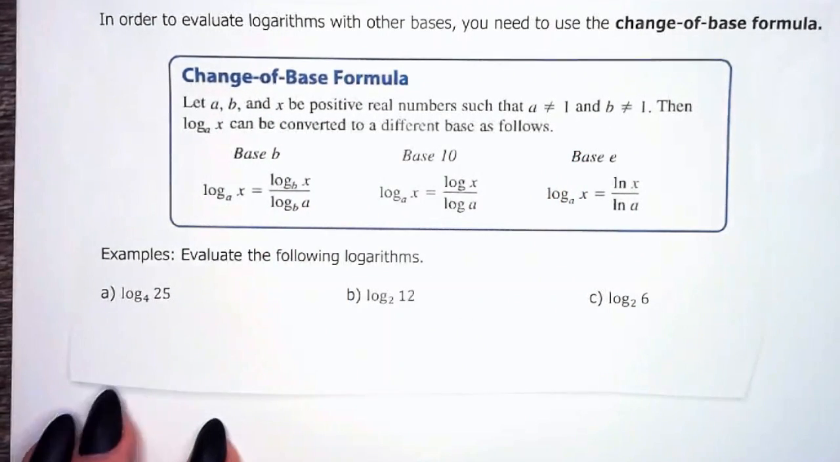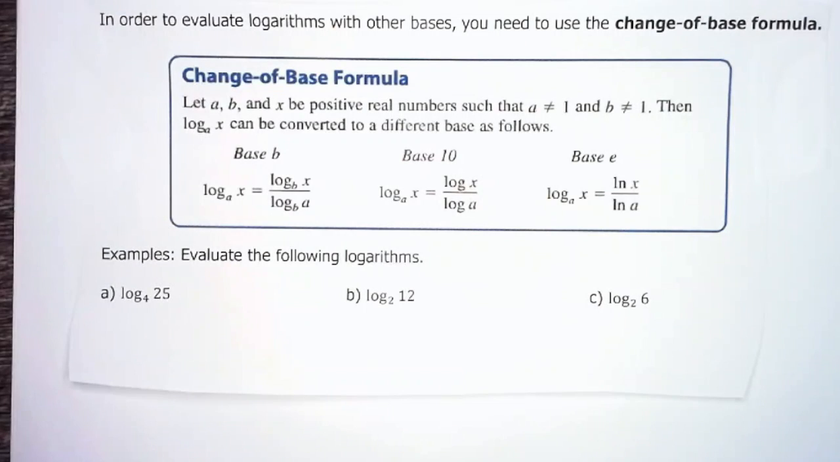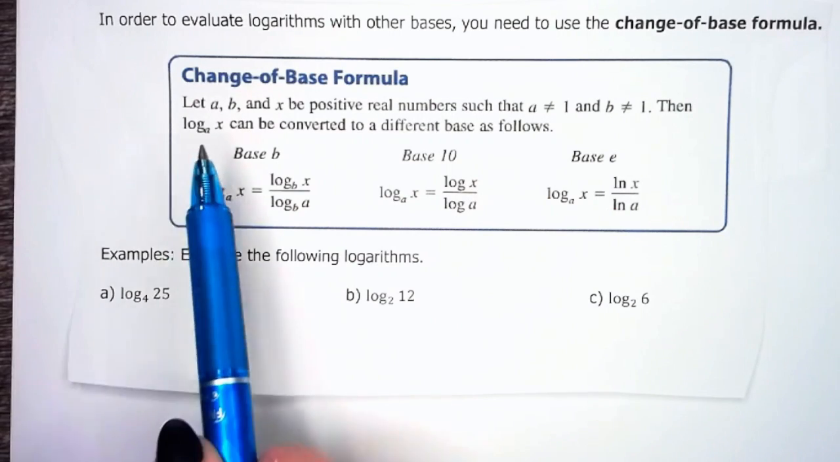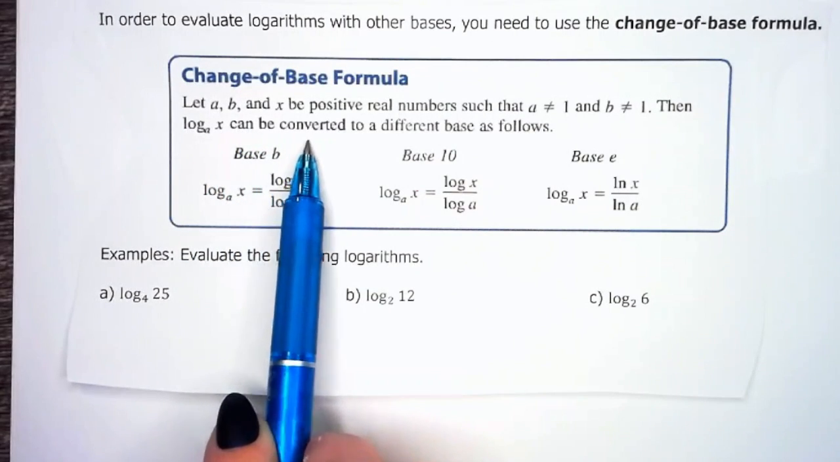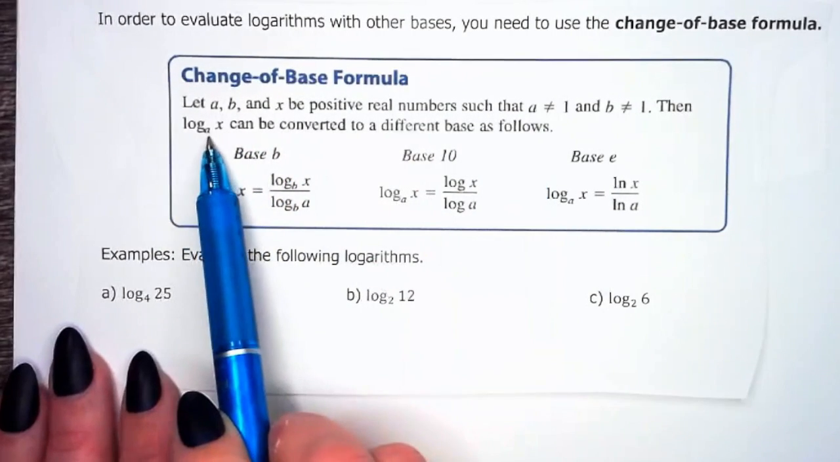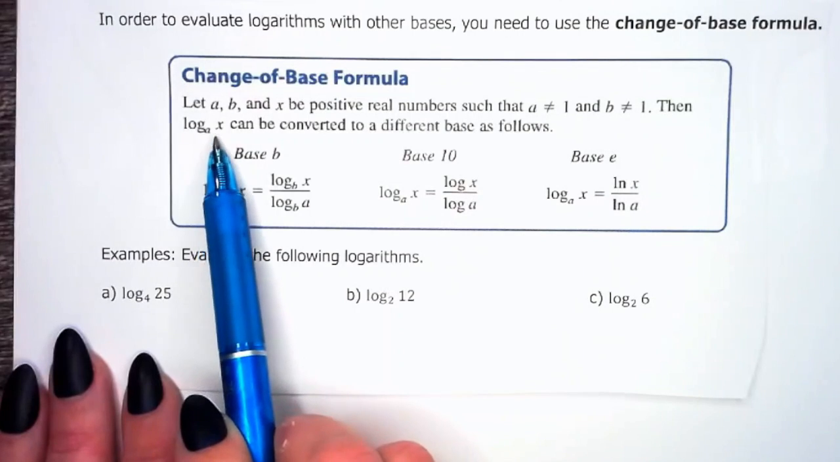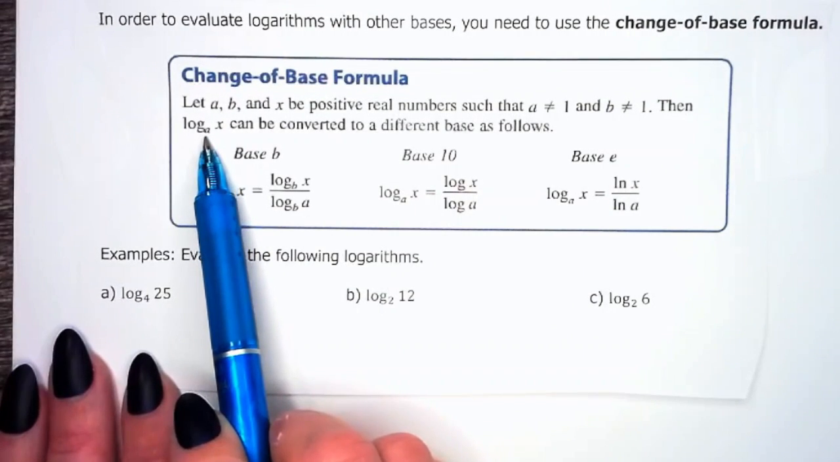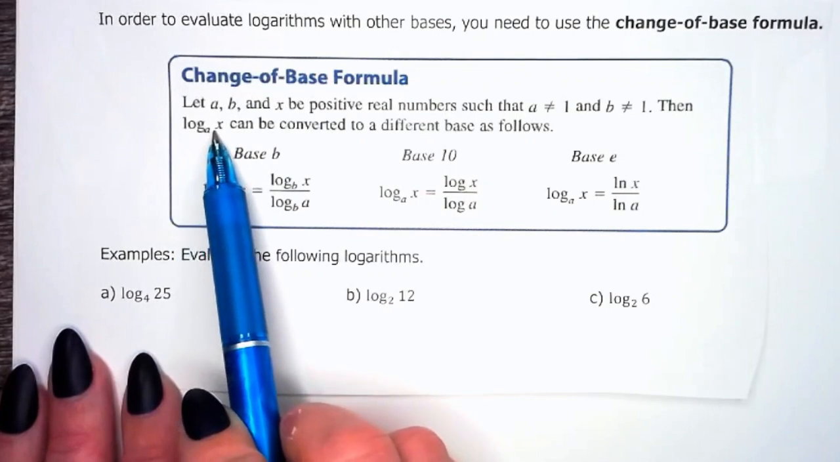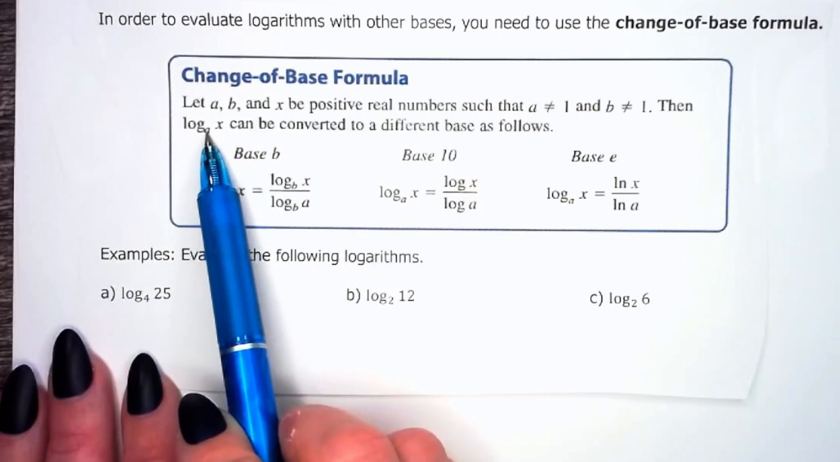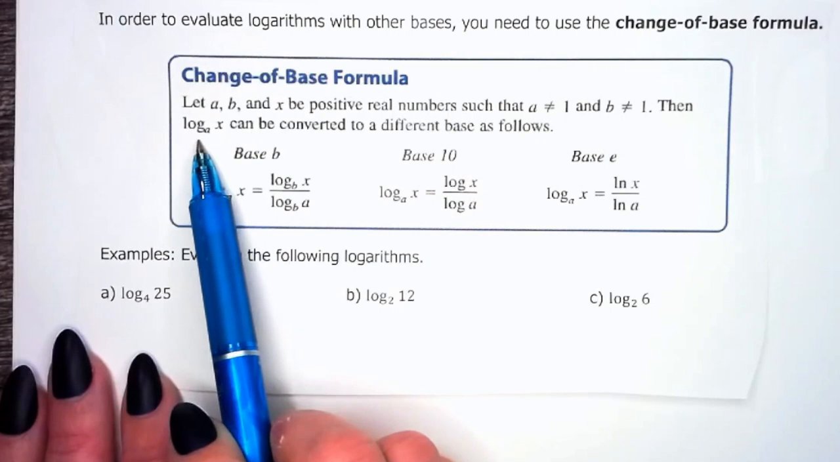Change of base formula. Let A, B, and X be positive real numbers such that A does not equal 1 and B does not equal 1. Then, log base A of X can be converted to a different base as follows. Now, they put a little a down here. It really doesn't matter. I use a capital B. Another book might use a W. It really is an arbitrary letter representing a constant value.